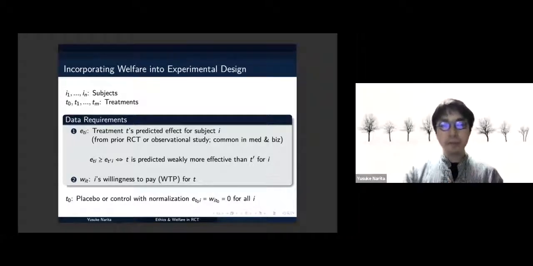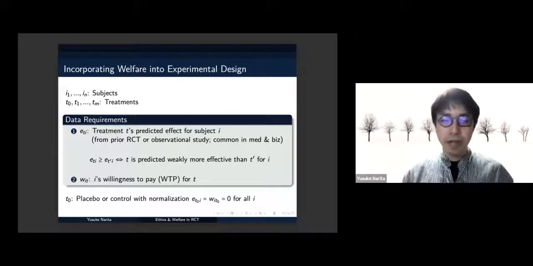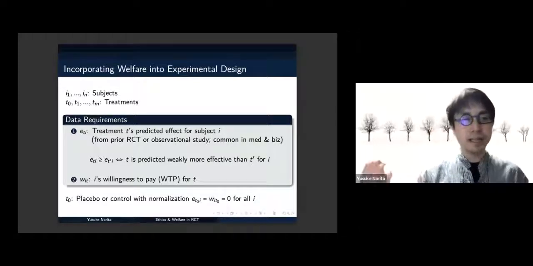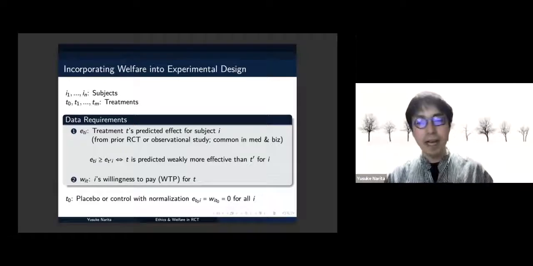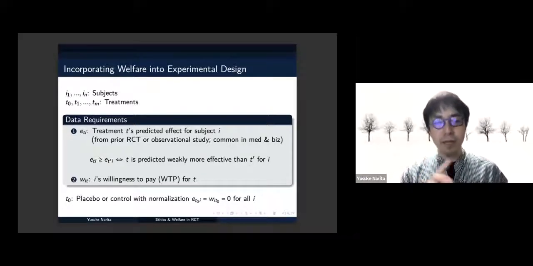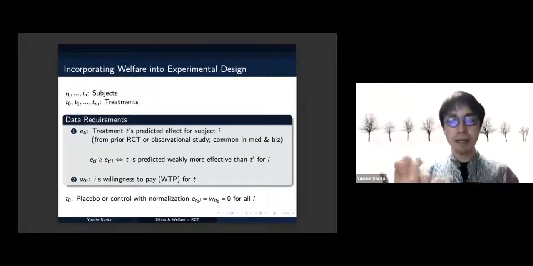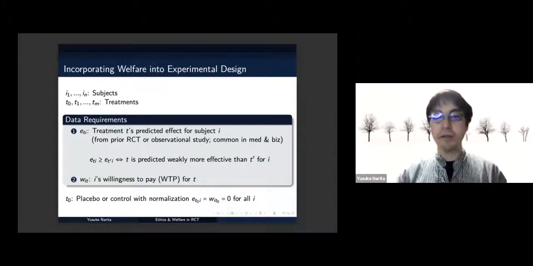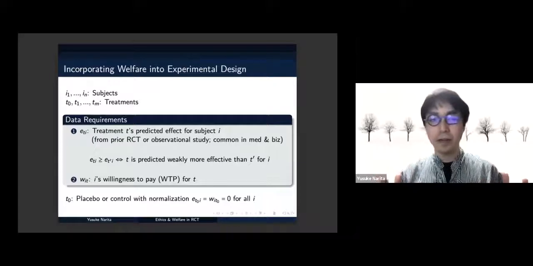And I'm going to use this first treatment T0 to denote a control or placebo, to be compared to other things. And let's normalize both E and W so that both E and W are 0 for this control. So everything is going to be measured relative to this control. So then that's the framework. And any question or clarification?